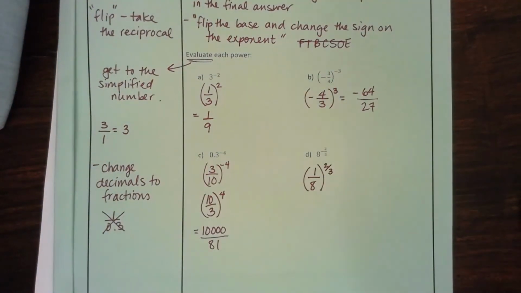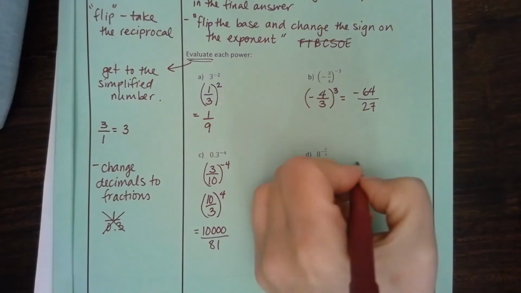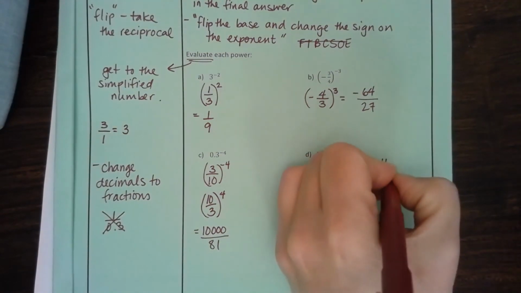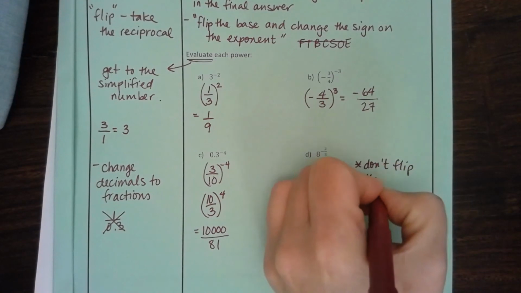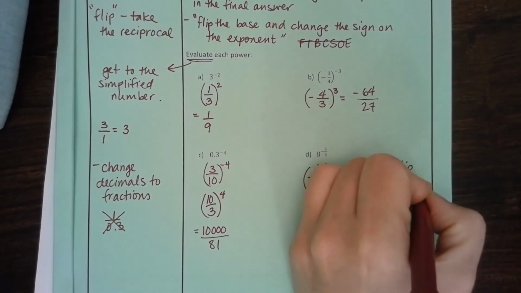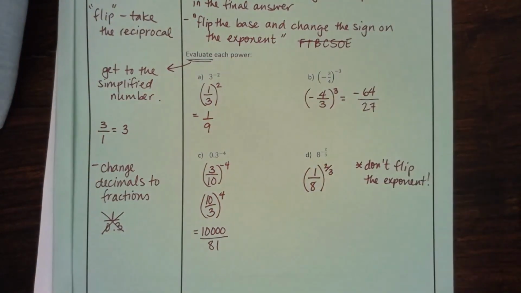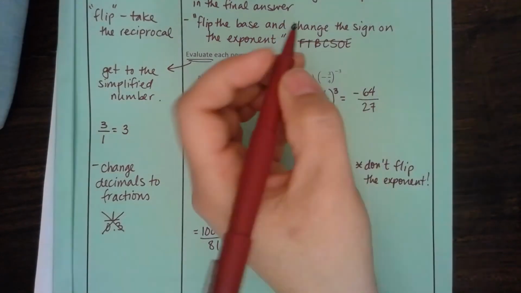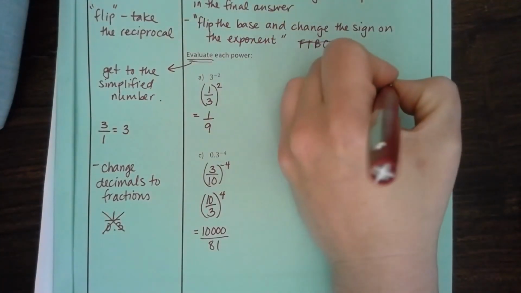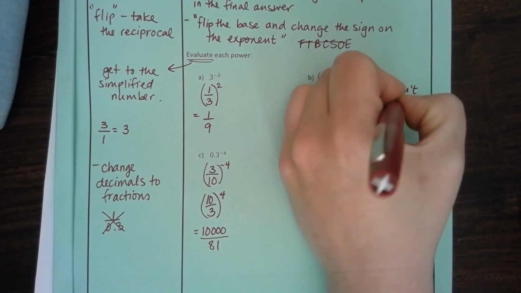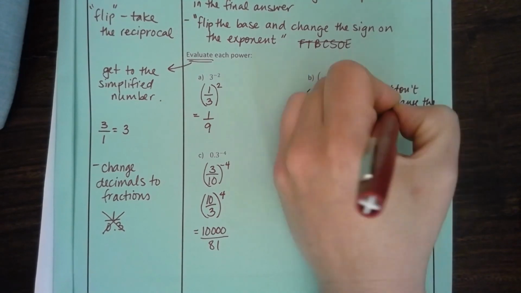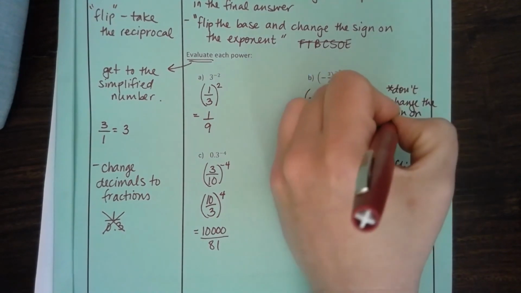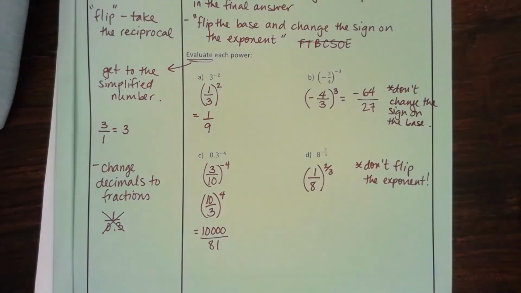Notice we did not flip the exponent. Let's write a little note there. Don't flip the exponent. That's what this question is teaching us, right? It's just like this question up here was teaching us, don't change the sign on the base. Okay, so we do very specific things to very specific parts of our power when we have a negative exponent.